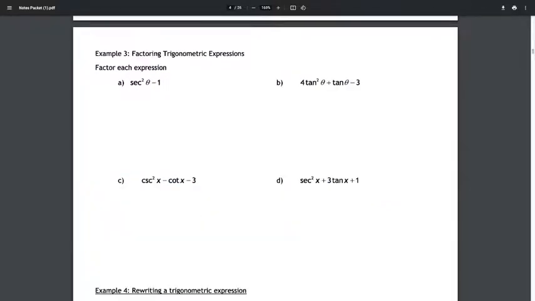Okay, now these directions are a little different. They didn't say to simplify, they said to factor. If I had been asked to simplify this one, I would be using our Pythagorean identity.